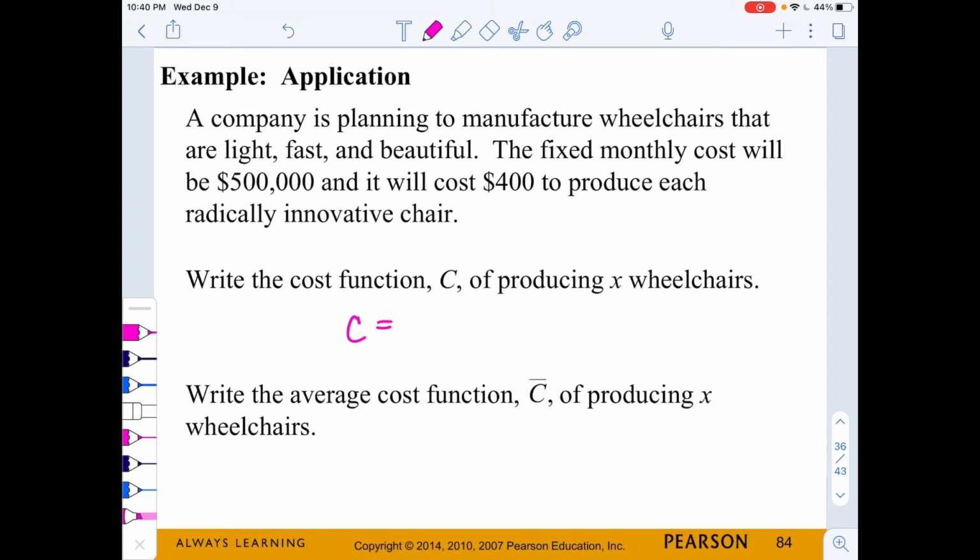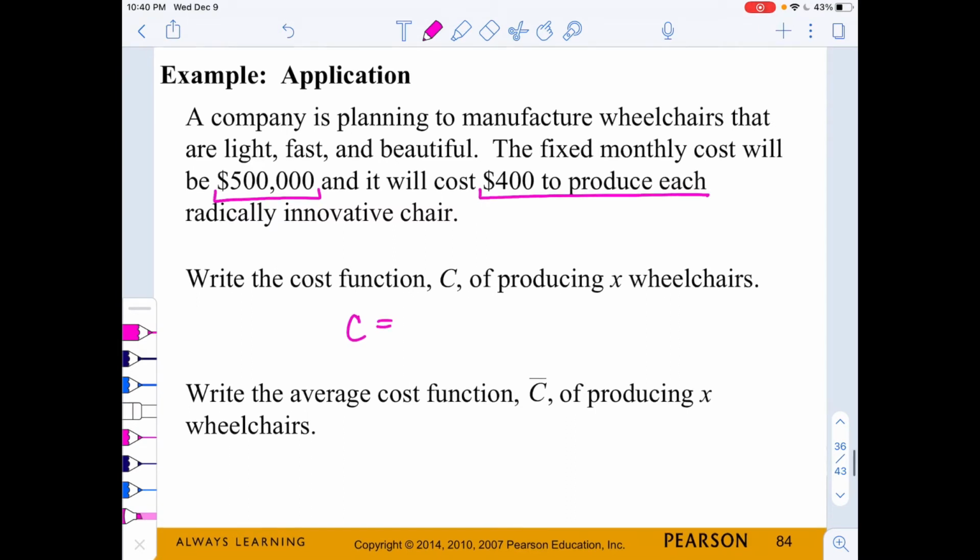So C is going to equal, well, let's go back and see what we have. It has a fixed monthly cost. We're paying $500,000 and it's going to cost $400 to produce each chair. So that means we have $500,000 added with 400 times the number of chairs. That gives us the cost, how much money we're putting out: $500,000 and $400 times each chair.